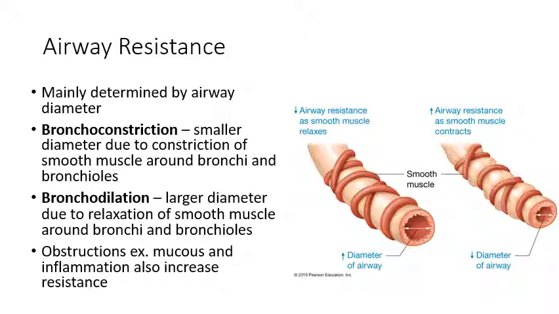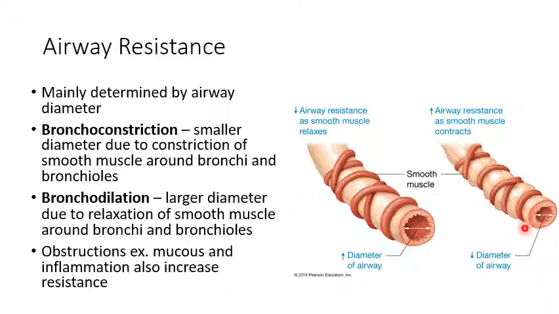Okay, so here we have airway resistance. The main thing that determines airway resistance is the diameter of the airways, of the bronchioles and the bronchi. Bronchoconstriction, just like vasoconstriction, is when the smooth muscles around the bronchioles or the bronchi constrict, making it smaller. This isn't constriction, this is dilation. Bronchoconstriction: the smooth muscles around these airways constrict, and the airway gets squeezed, and the diameter of the airway goes down. When that happens, airway resistance is going to go up.